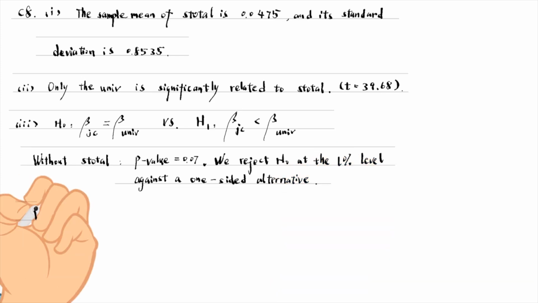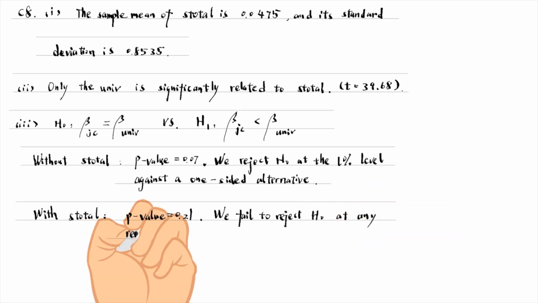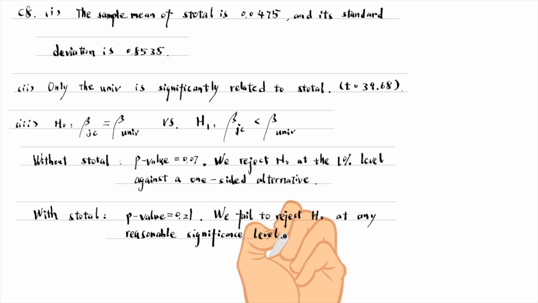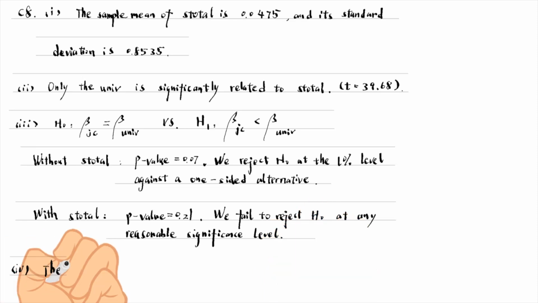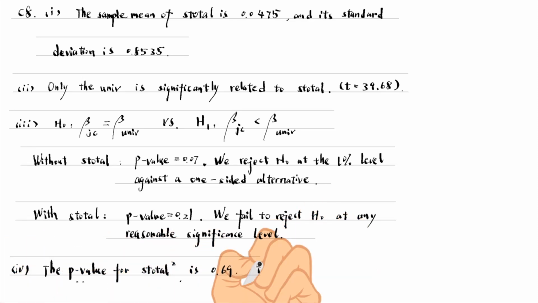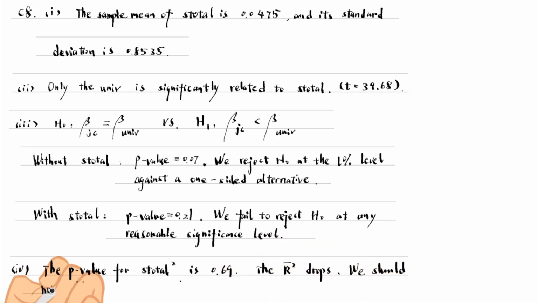With the test score variable in the model, the one-sided p-value becomes 0.21, so we could not reject the null hypothesis that the returns to 2-year and 4-year colleges are the same at any reasonable significance level against a one-sided alternative. For part 4, the t-statistic for the test score squared is 0.4 and its p-value is 0.69. It is not statistically different from 0 at any conventional level. Besides, the adjusted R-squared drops slightly, so we should not add it to the model.